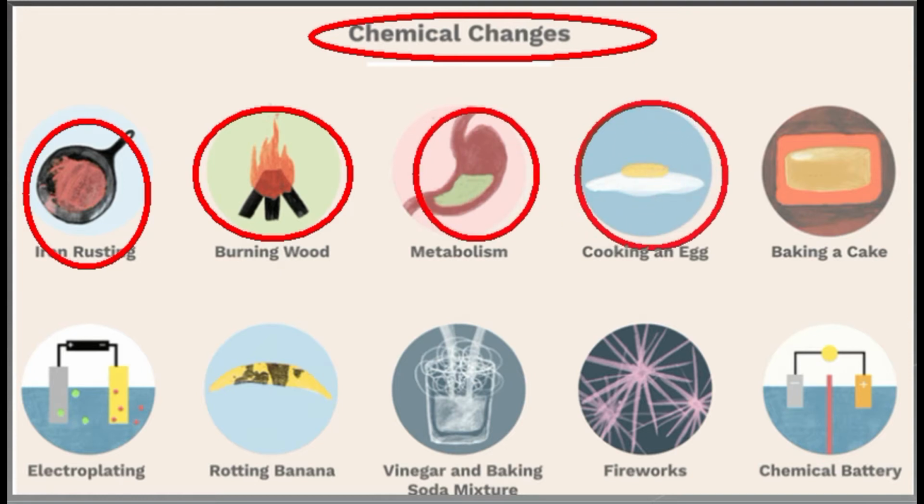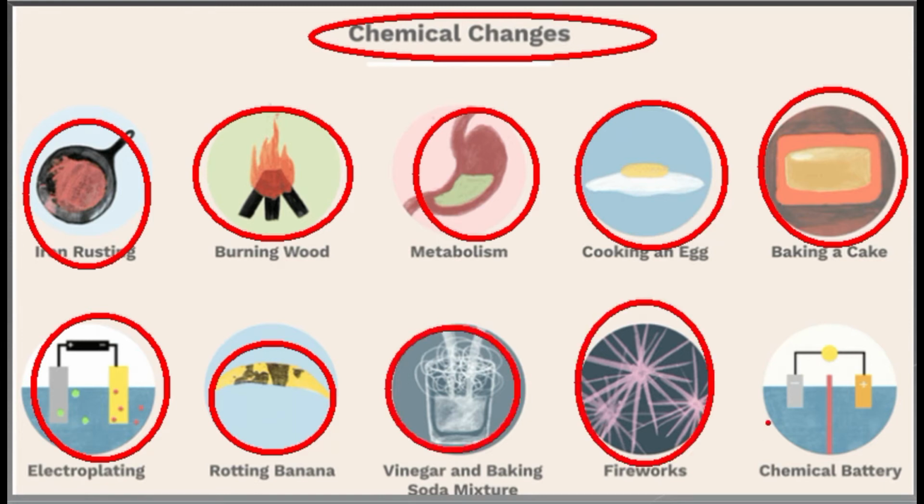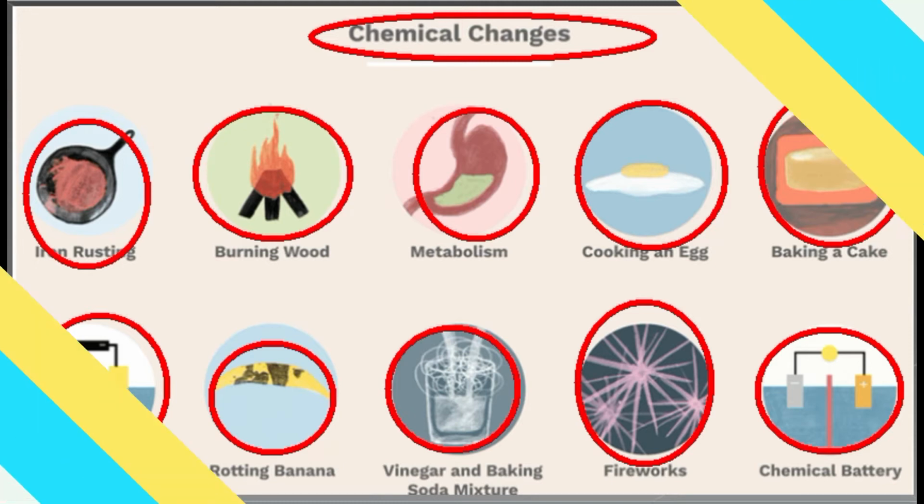cooking of an egg, baking of a cake, electroplating, rotting of banana, vinegar and baking soda mixture, firecrackers or fireworks, chemical battery, etc. Students, all these examples involve the change in the chemical property of the substance, and students, in all these cases always a new substance is formed. So all these are included in the category of chemical changes.